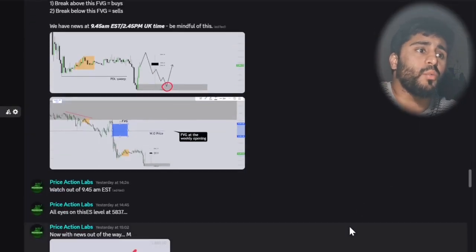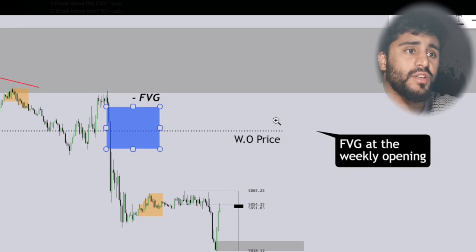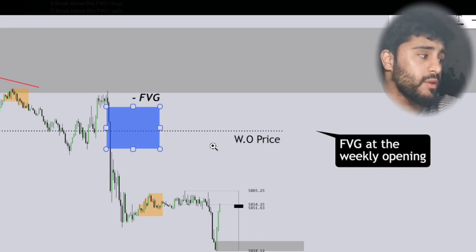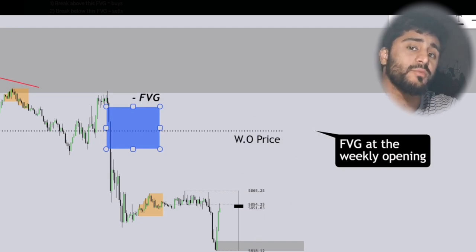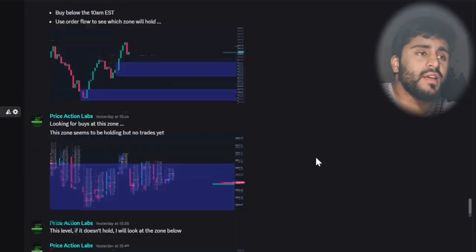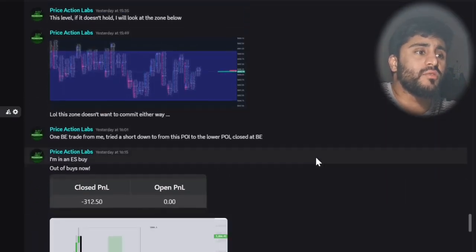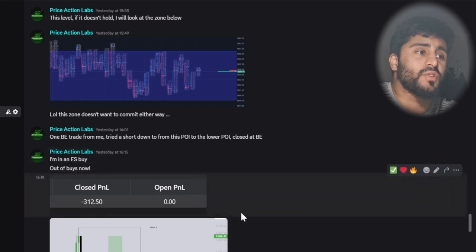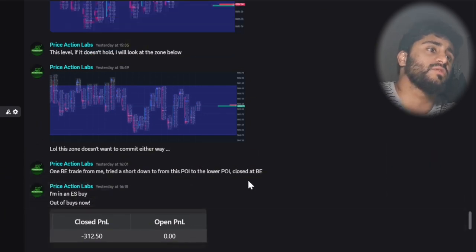And so here again, the weekly opening price, the way I saw things is we're significantly below the weekly opening price and we have a huge fair value gap. So price has good reason to position ourselves for longs. If we now go down to the overall, this was the first trade I took, minus 312. This was kind of the break even and the loss I took.